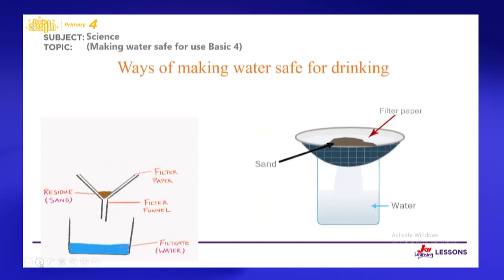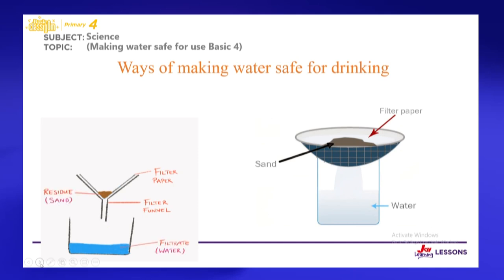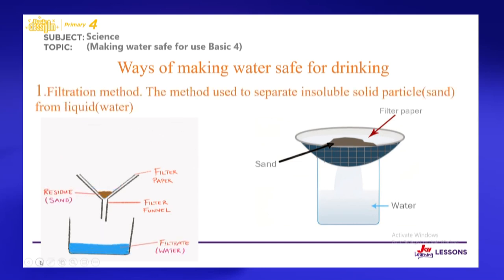Now, how do we make water safe for drinking? You know, we can get very dangerous diseases if we are not able to make our water safe for drinking. So how do we get water safe for drinking? One method is the filtration method, the method used to separate insoluble solid particles from liquid water.